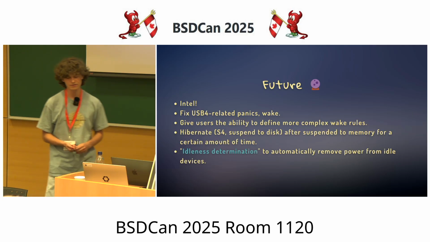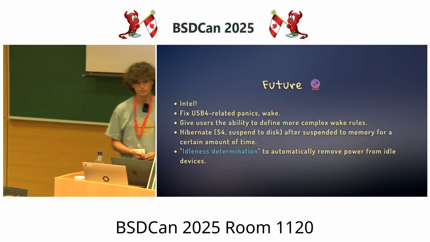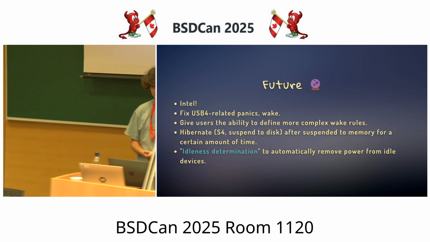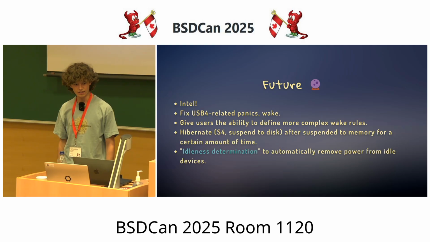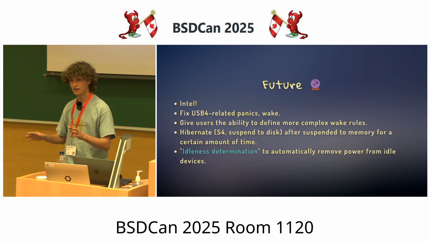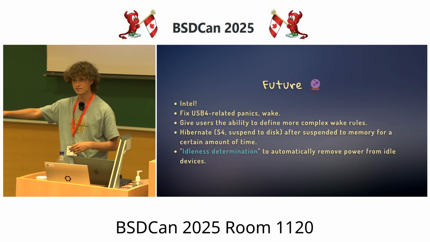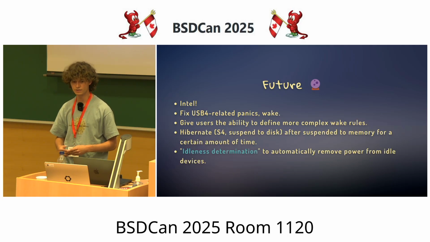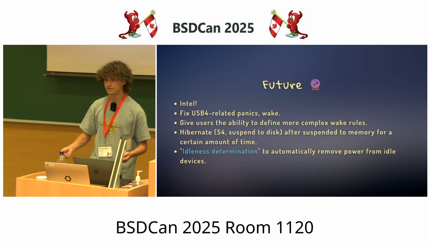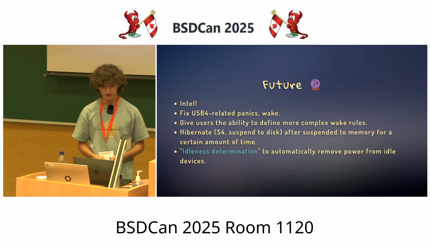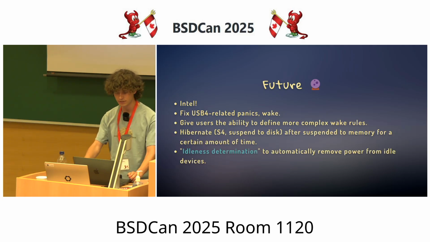I'd like to be able to give users the ability to add more complex wake rules. That's not something I really covered, but currently you can tell different devices, you can tell ACPI, okay, I want this device to turn on to wake the system, or I don't want it to wake the system. So an example could be, maybe I'm plugging a device in and I want this event to wake the system or not. Currently, it's broken on a lot of modern ACPI stuff.